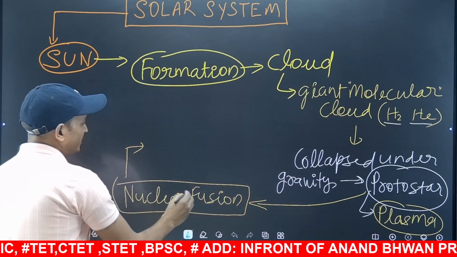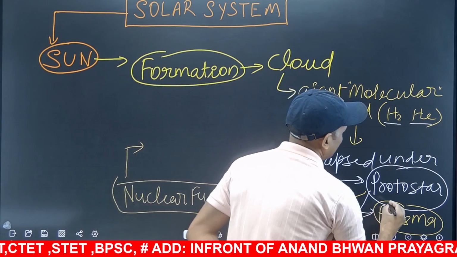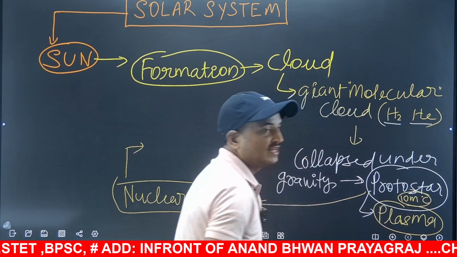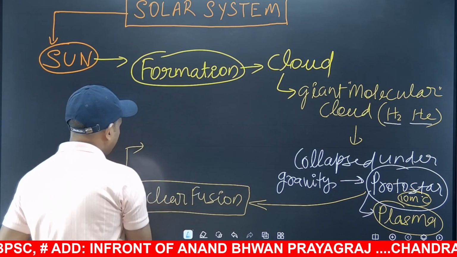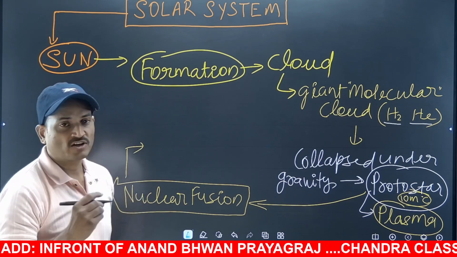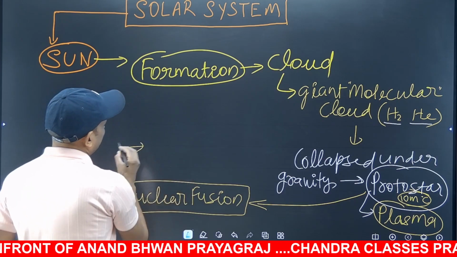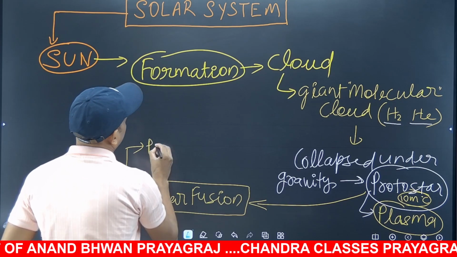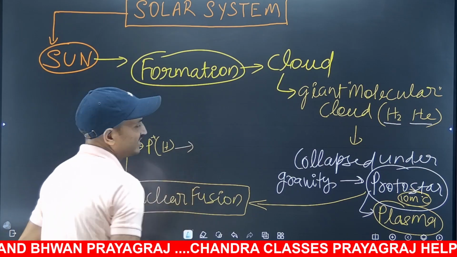So nuclear fusion started because of the optimum temperature reached here in the protostar, which was around 10 million degrees Celsius. Since the optimum temperature was reached, the nuclei or the protons of hydrogen started going through the process of fusion, and nuclear fusion started. Under nuclear fusion, the protons of hydrogen change into helium.